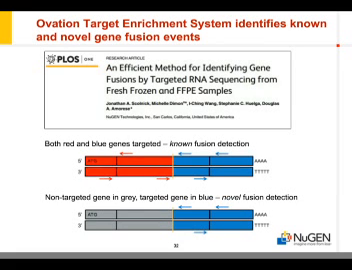And now before ending, I want to quickly mention our Ovation Target Enrichment System as applied to RNA inputs for the detection of gene fusion events. This is something that we just published this summer in PLOS One. Our Ovation Gene Fusion panel targets 500 genes known previously to be involved in gene fusion events, either by a handful of public databases or literature searches.